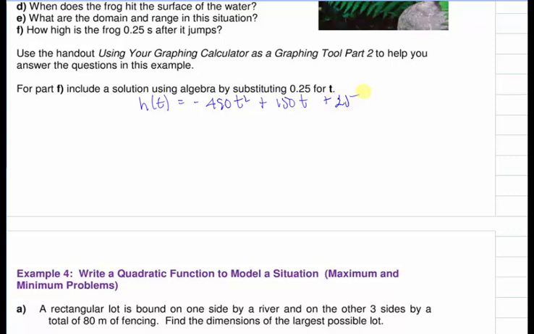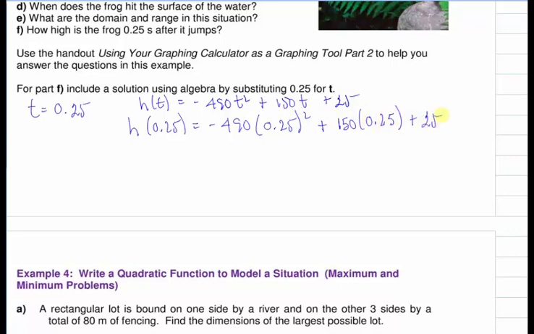Okay, and you want to answer part F algebraically. So how high is the frog 0.25 seconds after the jump? Well, 0.25 second is your number that you will plug in for your t variables. So h of 0.25 is equal to negative 490 times 0.25 squared plus 150 times 0.25 plus 25. And when you do all that math on your calculator, you will get 31.875.